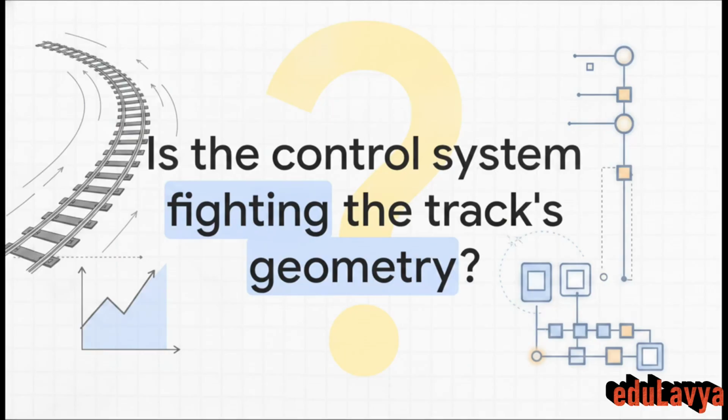So, to wrap up this explainer, I want to leave you with a thought for your next commute. Next time you travel, look down at the rails outside your window and ask yourself, is the physical track assisting your journey today with perfectly banked curves and gravity-assisted gradients? Or is the signaling system working overtime in the background just to safely fight the limitations of the geometry? It is a fascinating, constant battle of physics happening right beneath you.